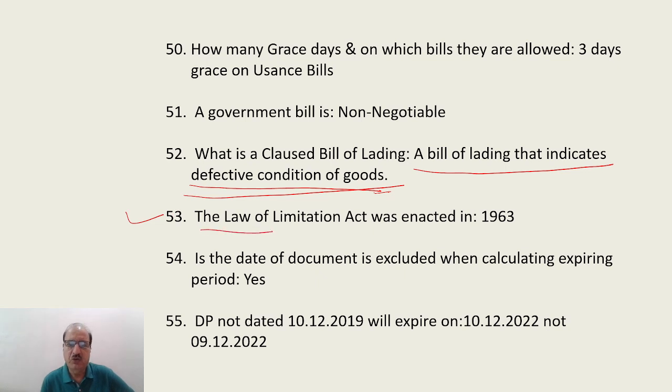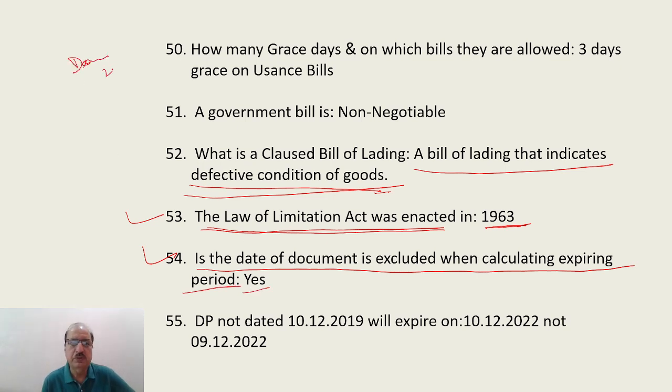Then 53. The Law of Limitation Act was enacted in 1963. 54, very important. Is the date of the document excluded when calculating expiry dates? Yes. Supposing documents are executed on 26-2-21, the period of expiry shall start from 27, not 26. This day is excluded. So question number 54 says, is the date of a document excluded when calculating the expiring period? Yes. The date of the document is excluded while calculating the expiring period.